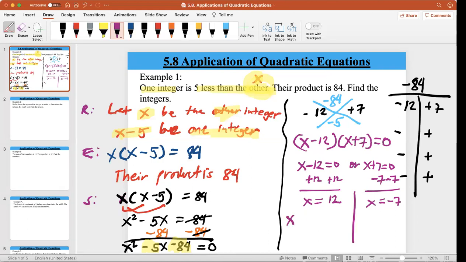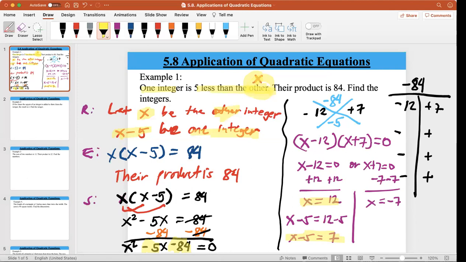So what's x minus 5 here? x is 12, right? So we replace x by 12. Now this is one of the integers. So what is the other one? Well, your x is 12 here. So that means we have to do 12 minus 5, which is what? 12 minus 5, 7. So these are your two numbers now. 12 and 7. That's one possible pair.